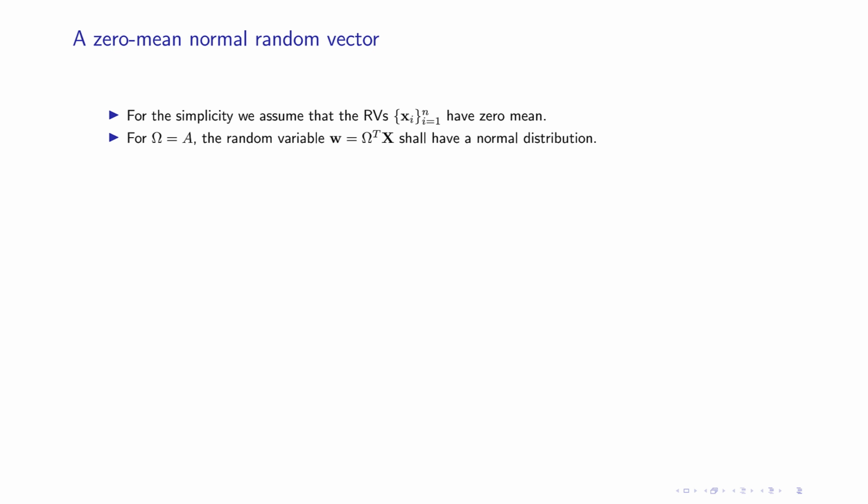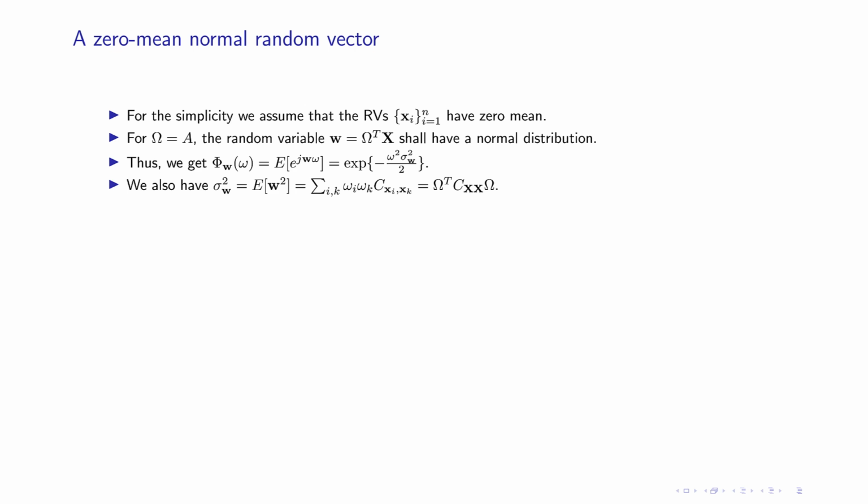If you put omega equal to a, the random variable w = omega transpose x will have a normal distribution. This is obtained from the definition. And then from there, we get that the characteristic function of this will become equal to this one. So sigma squared w is something to be calculated, and we also have the variance of this, because this is w to the power 2.